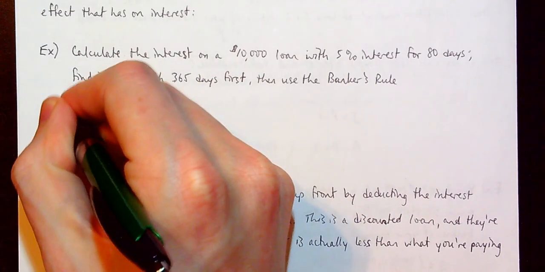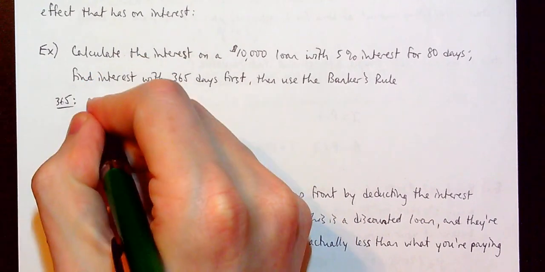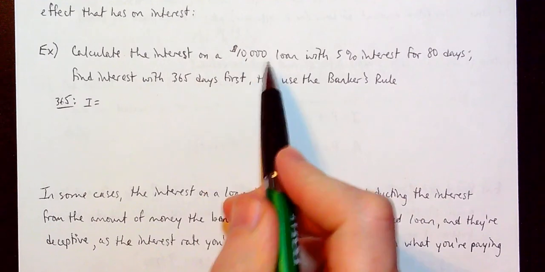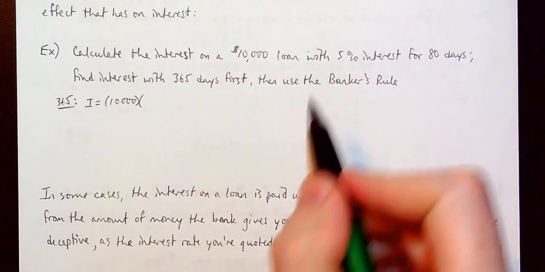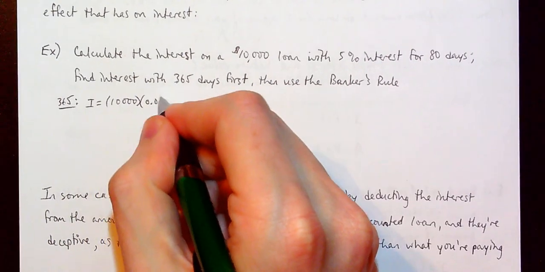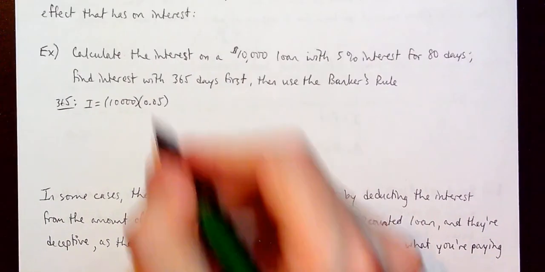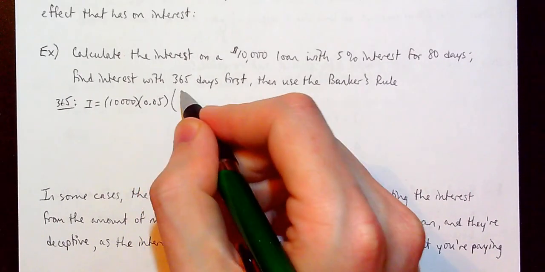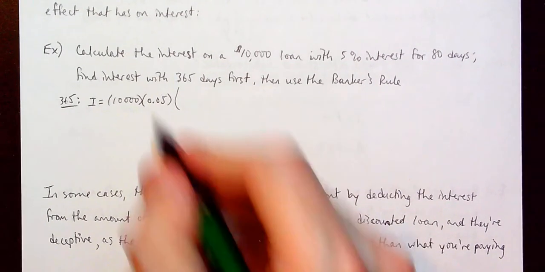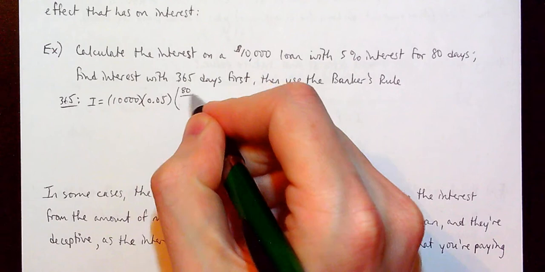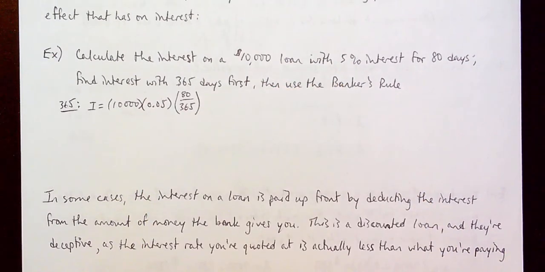So using 365 here, my interest, principal, 10,000, times my rate, used again as a decimal, 0.05, times time. Now, time here, 80 days is what fraction of a year? Well, we're counting 80 days. There's 365 days in a whole year.